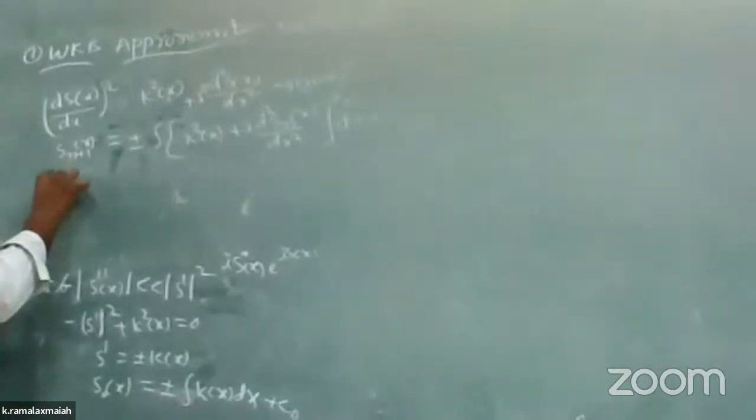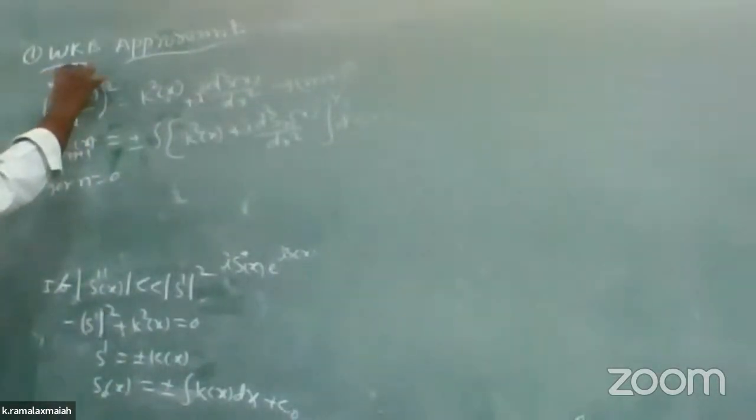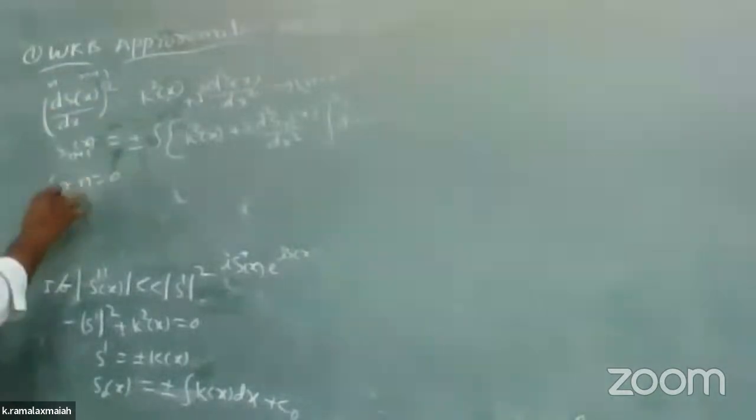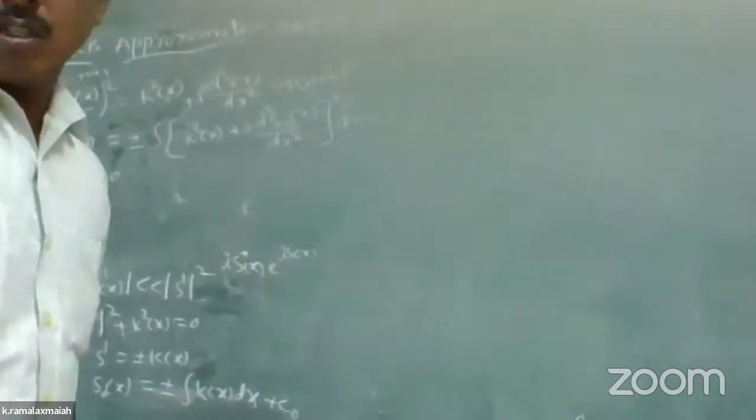Okay. So next further, n is equal to 0. First one is n is equal to n plus 1. There is n is equal to 0.